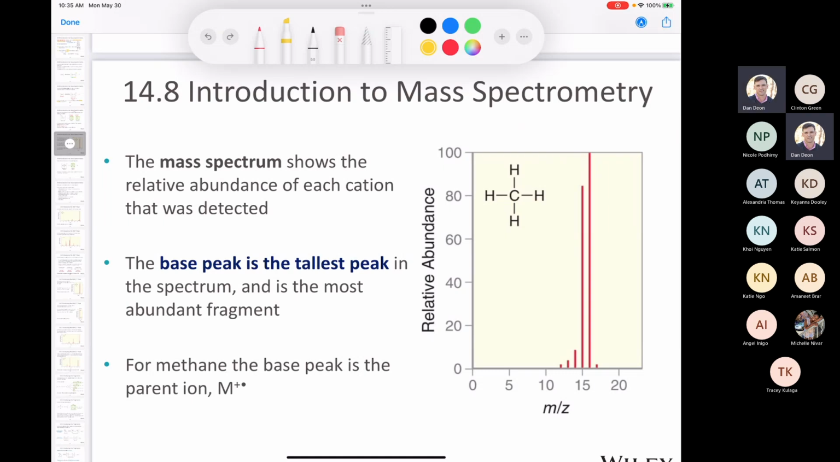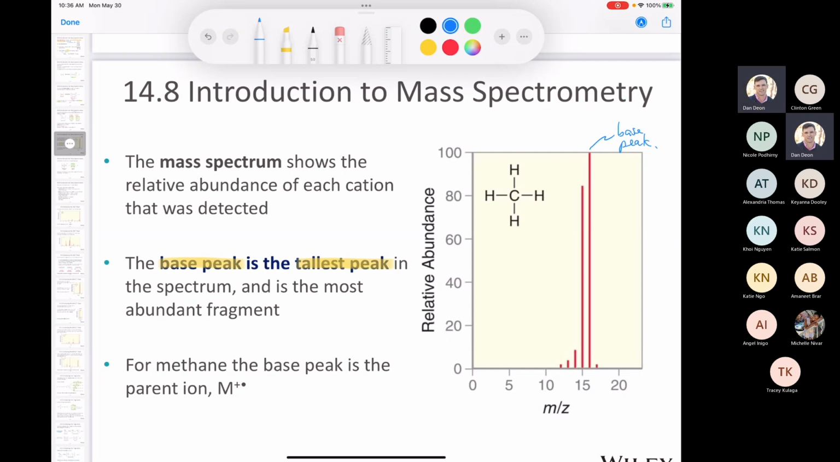The mass spectrum, that's this right here. We see the fragments plotted by their mass to charge ratio, and then we see the relative abundance. Which one is the most abundant of all of these peaks? Well, this is the most abundant peak here. And whatever the tallest peak is in your mass spectrum, we call that the base peak. Therefore, this would be our base peak. Now, the base peak is sometimes the molecular ion, but it's not always the molecular ion. It's not always the parent ion. Now, in methane, it just happens to be.